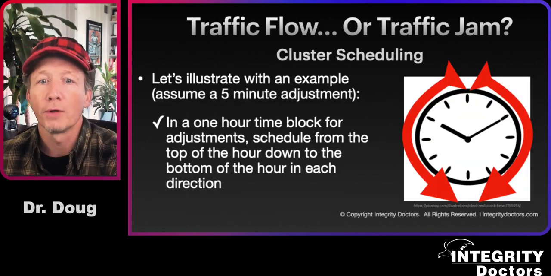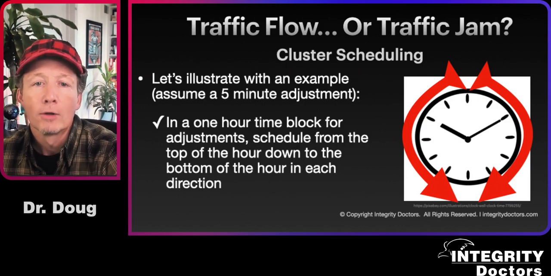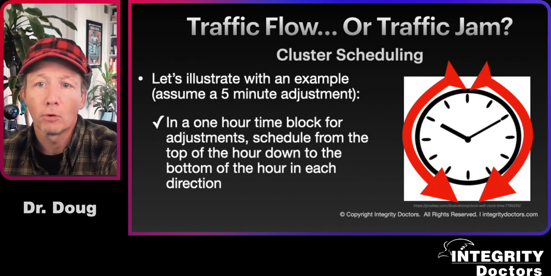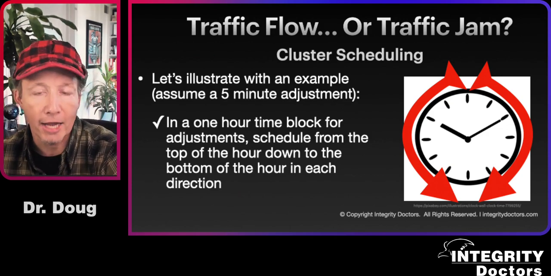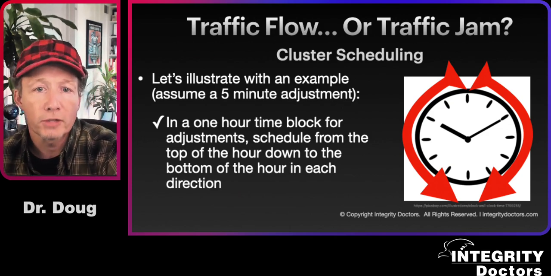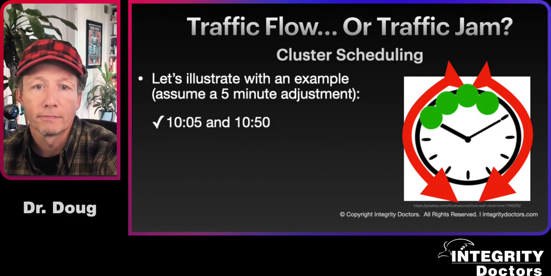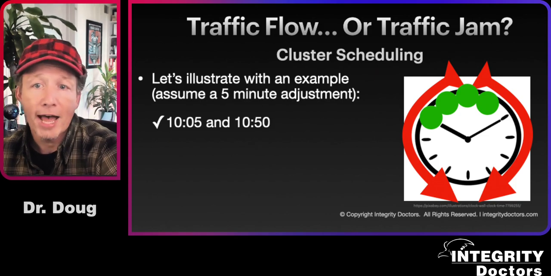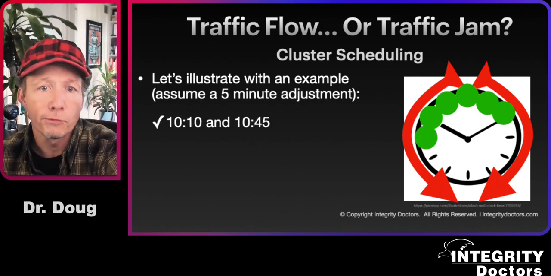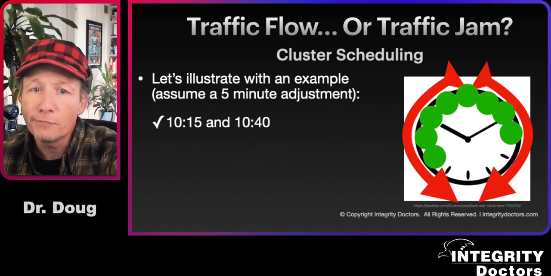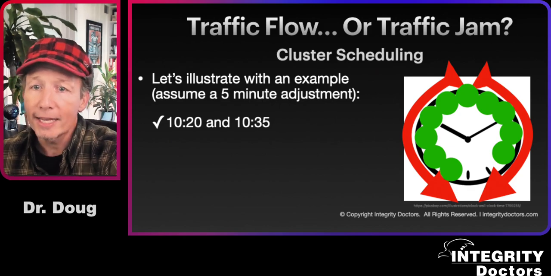Let me show you what this looks like. Here's a 1-hour time block. We start scheduling people from the top of the hour down each side of the clock. So for instance, we will schedule people for adjustments at 10 and 10:55, and then at 10:05 and 10:50, and then at 10:10 and 10:45, and at 10:15 and at 10:40, and at 10:20 and at 10:35.